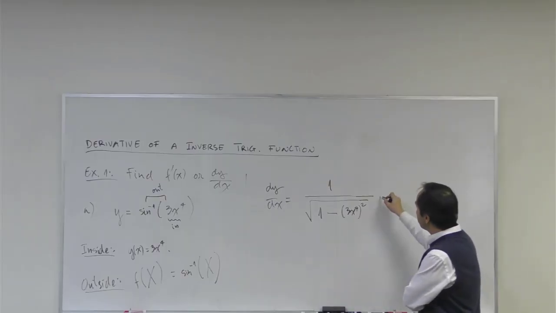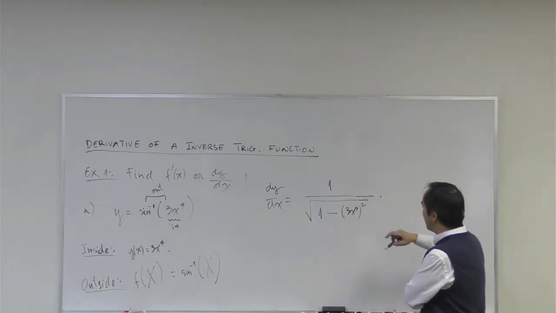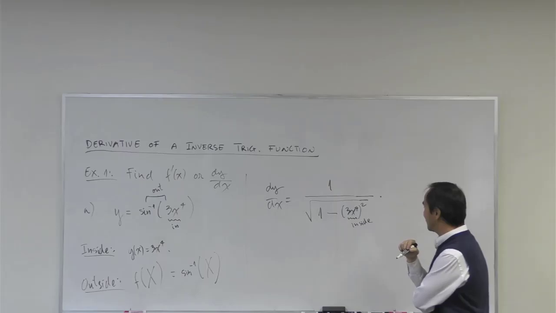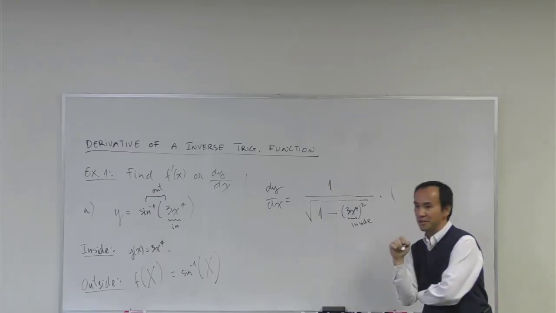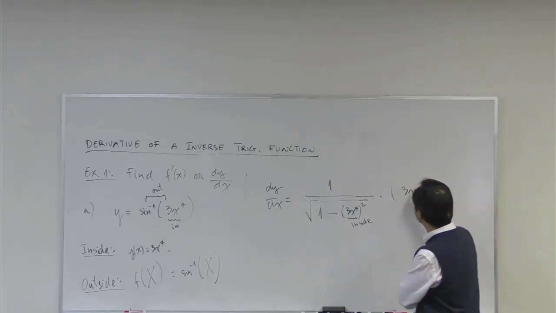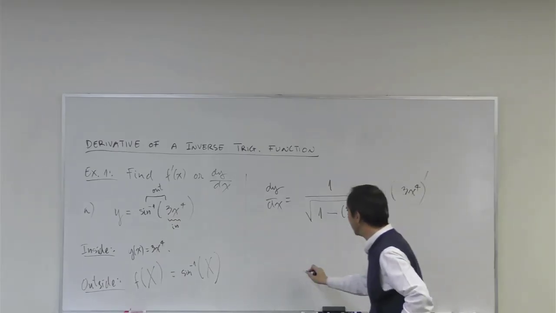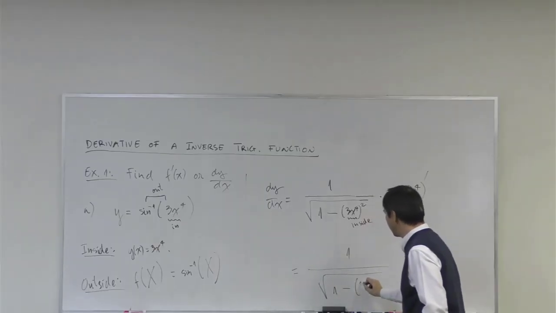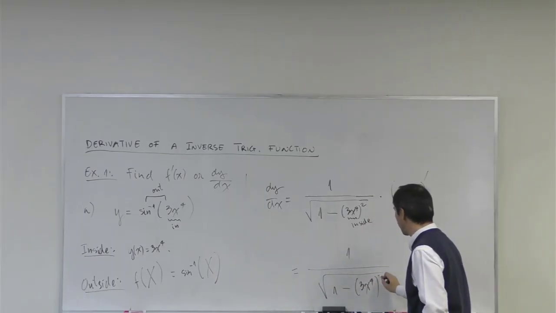And now we multiply that, right? According to the chain rule, we multiply with the derivative of the inside. Our inside is right here, 3x to the fourth, and we're taking the derivative. So in the next step, it comes out 1 over the square root of 1 minus 3x to the fourth, all squared in the denominator.